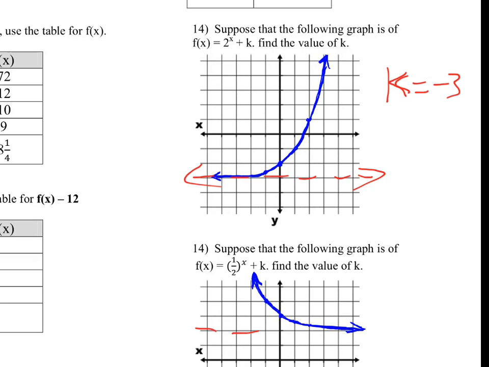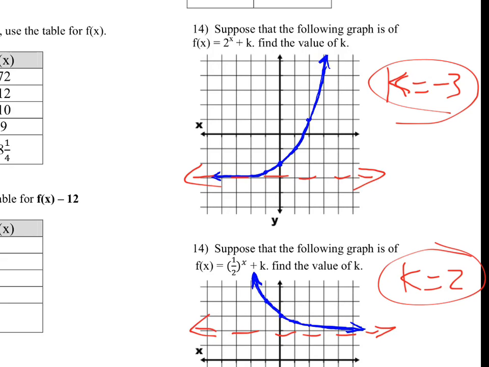And if you come down to this one, the asymptote's at 2. So k is going to have to be 2. So those are going to be our answers for the last 2, and that's it.